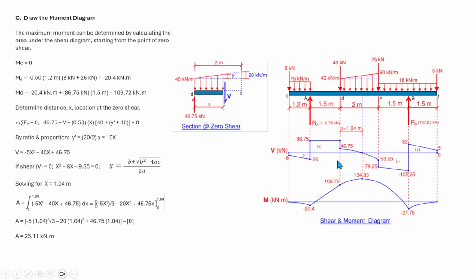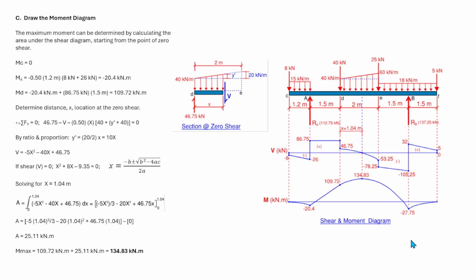So that is the area of the second degree curve from x equal to 0 to 1.04. So the maximum moment at this point is equal to 109.72 plus the area under the shear diagram, which is equal to 25.11, and that is equal to 134.83. So that is our maximum moment.